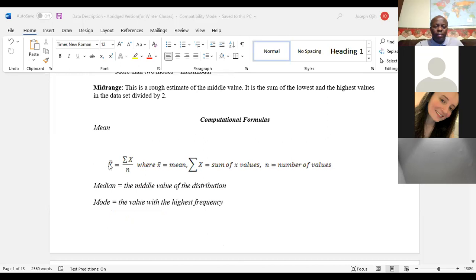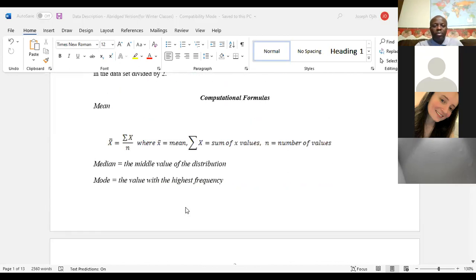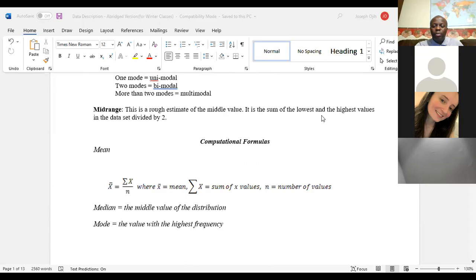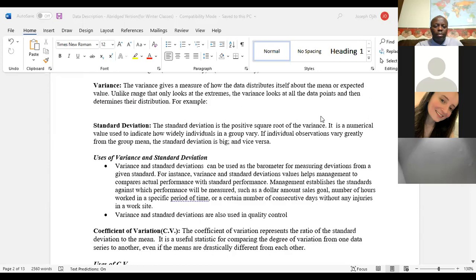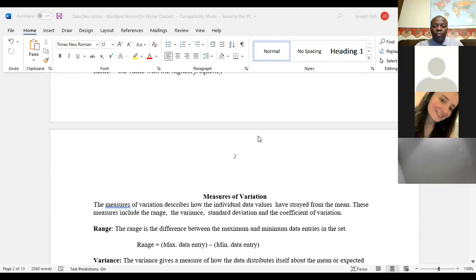So this is the mean. We use the X bar to represent the sample mean or average. This symbol here represents the sum of X, which is all the data values, divided by n. n represents the number of values in a data set. For median, we just get the middle value. For the mode, we get the value with the highest frequency. For mid-range, you just add the lowest plus the highest, divided by 2. So let's do an example. Now this is for the median.